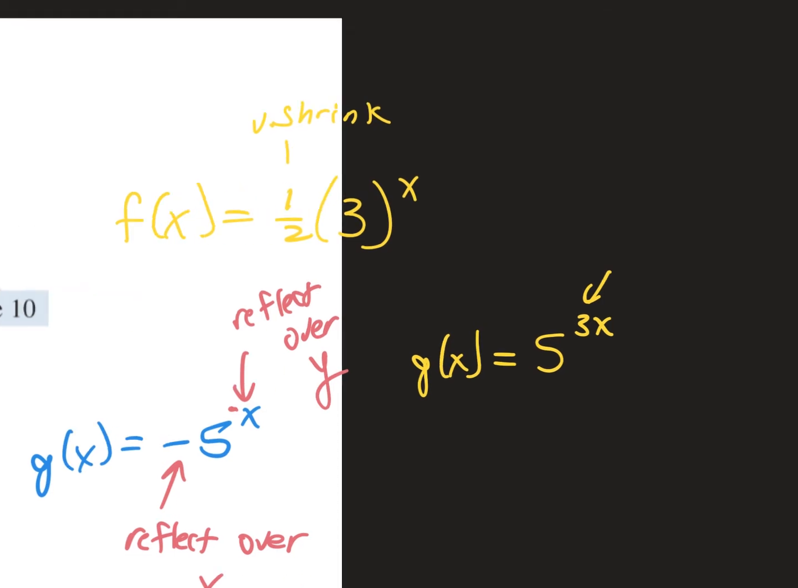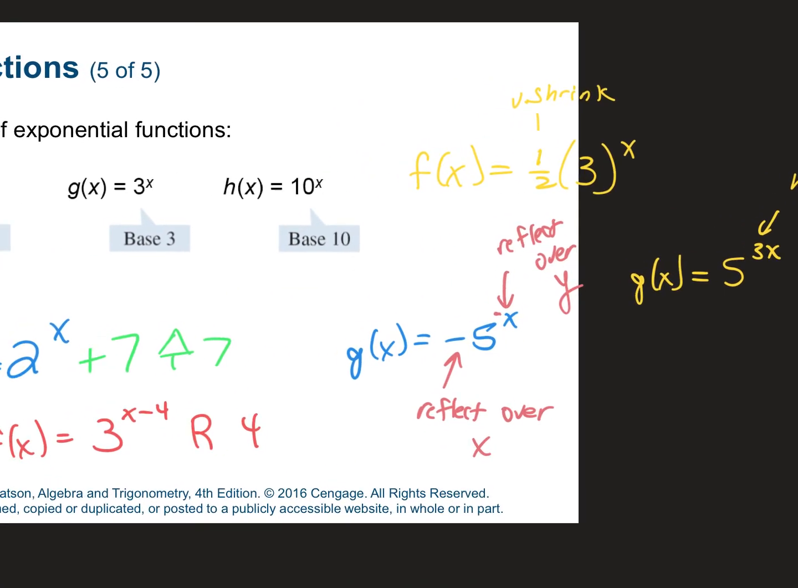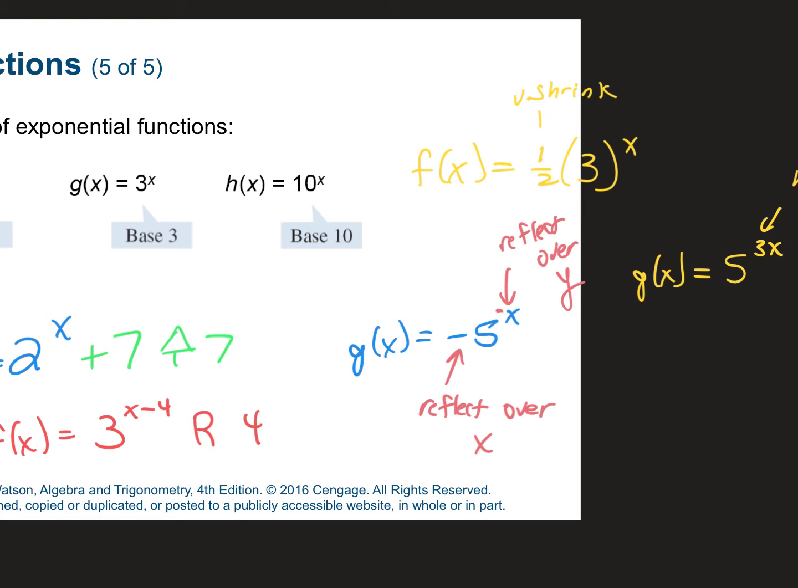horizontal? A horizontal what? Shrink. Very good. How come? It's the opposite. Horizontal shrink or compression. You would think it's getting bigger because it's bigger than 1, but anything with the x is the opposite of what we think. Good. So all of our transformations still hold true for all of our functions. This just happens to be an exponential function. All right, you guys with me?